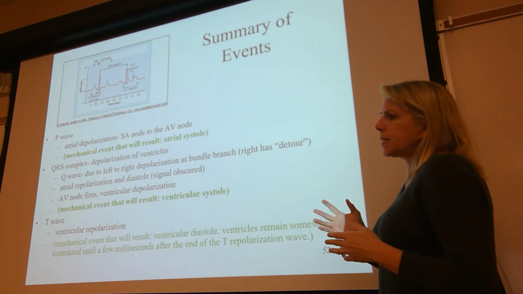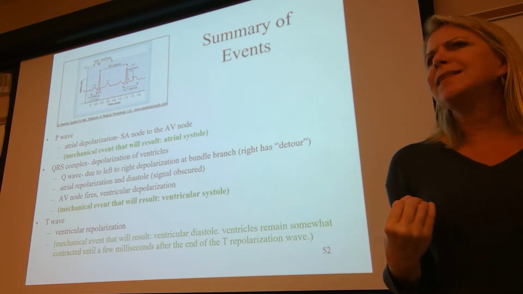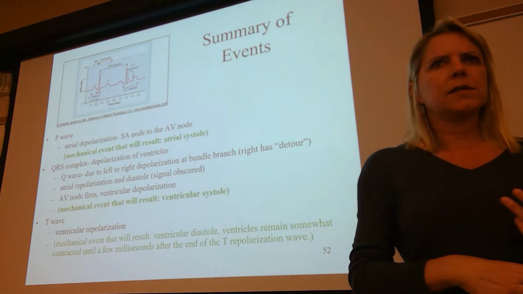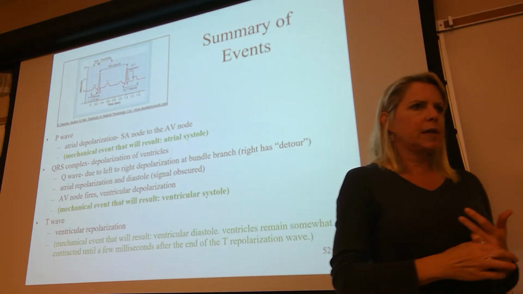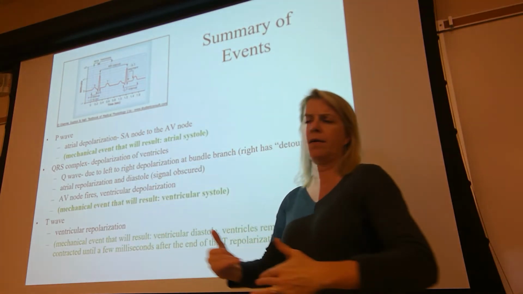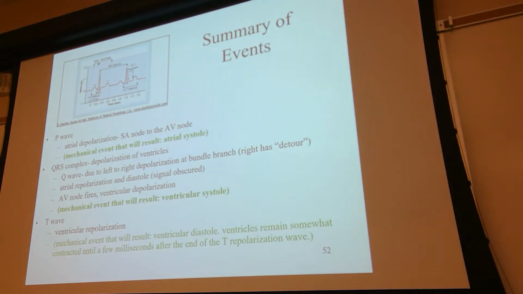So now I'm going to tell you what all of those waves represent. And I did this on Tuesday already. The P wave represents atrial depolarization. What will happen as a result of that electrical event? What mechanical event will happen? The atria will contract. Okay.